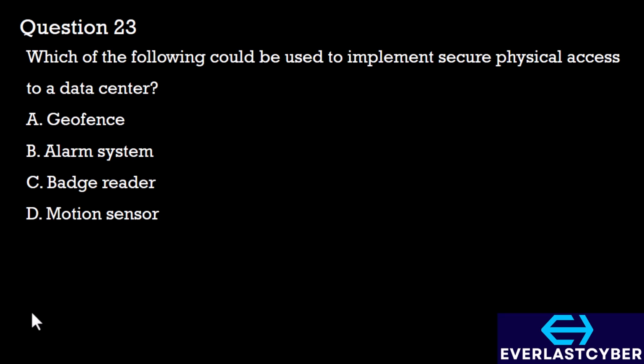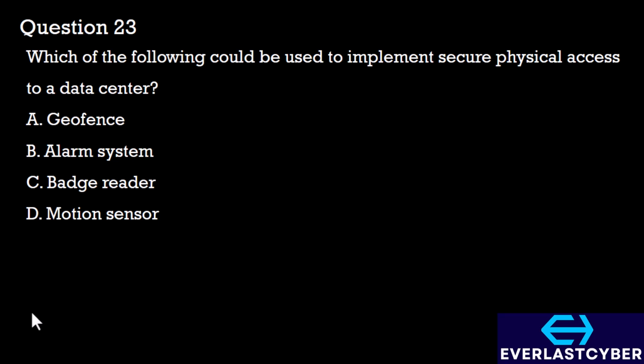A geofence is a virtual boundary defined by GPS, and while it can be used for location-based services, it does not control direct physical access to a data center. An alarm system is important for security and is used to detect and alert on unauthorized entry, but it does not control access directly. A badge reader, on the other hand, is used in data centers to control physical access, while a motion sensor detects movement within a defined area and is used as part of security systems that trigger alarms or surveillance.